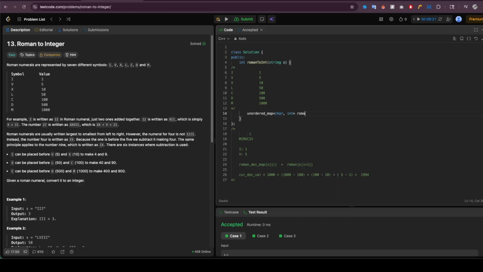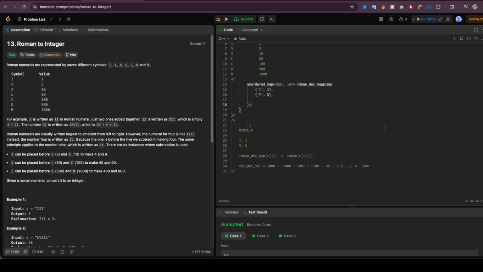So we're going to have the Roman to decimal mapping, and we have I equal to 1, V equal to 5, just like that. I'll just leave it here and we're going to finish this one later.